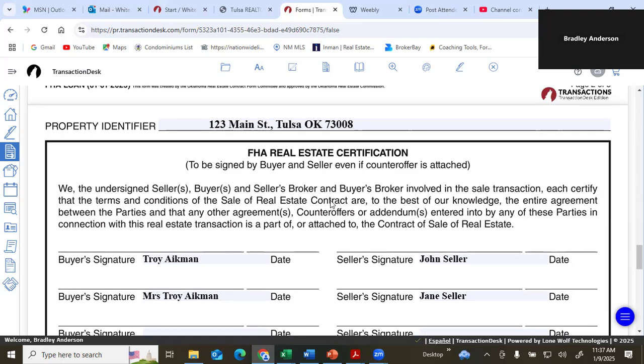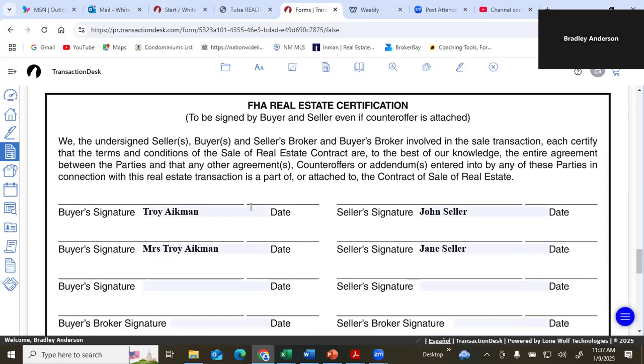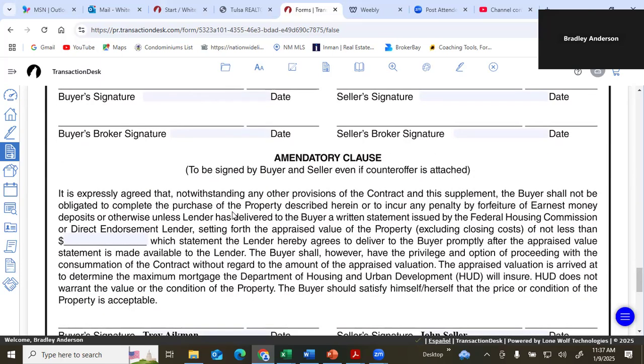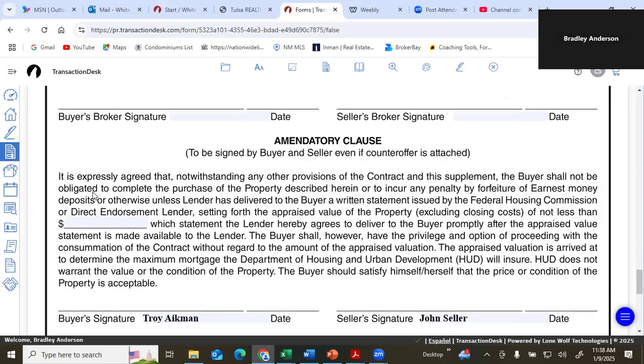So this section is then signed if this document is part of the back and forth that you're doing and you're sending a counteroffer to be yet to be signed by the seller. Okay, so there's signature areas for that. The part that is unique to an FHA loan is that it basically says this amendatory clause, and this is mandated by the federal government.